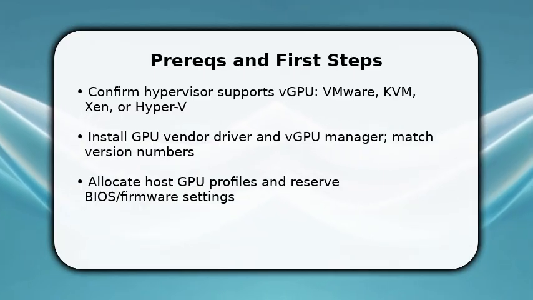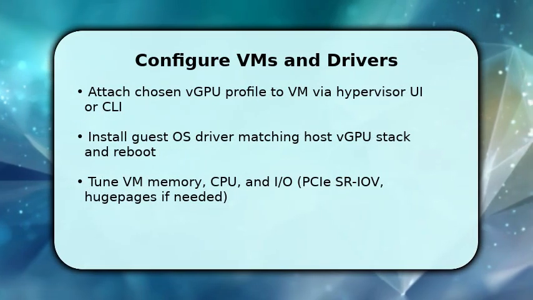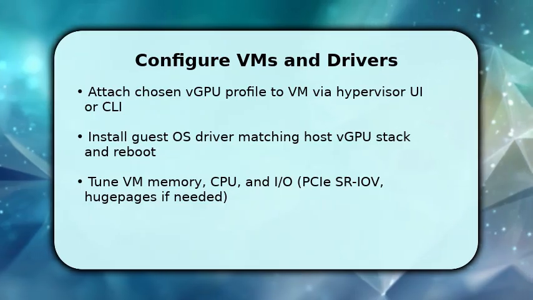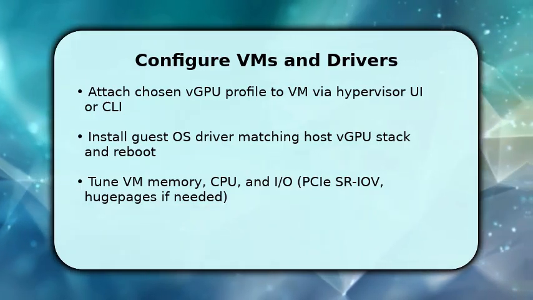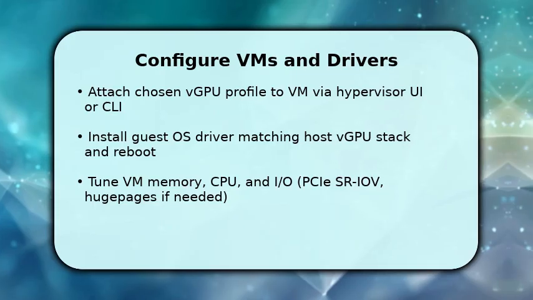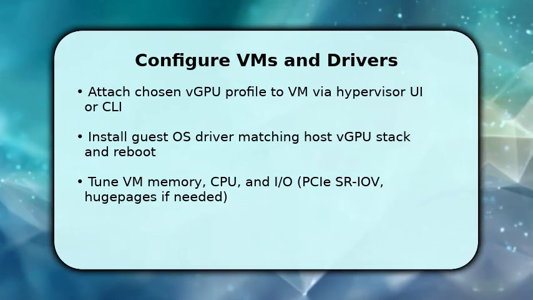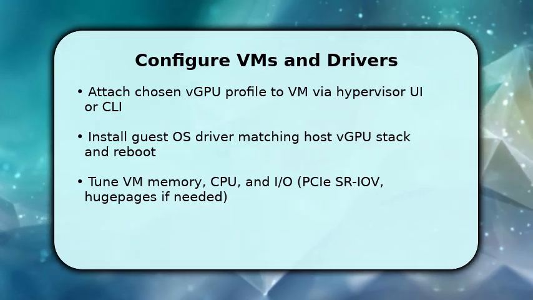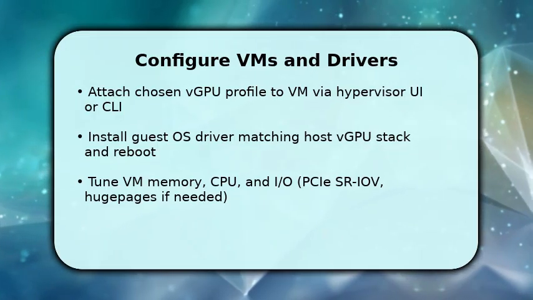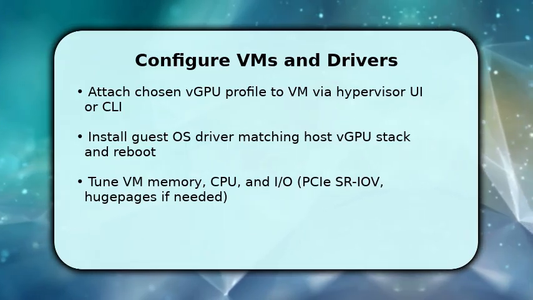You now attach a vGPU profile to a virtual machine through your hypervisor's interface or CLI, selecting the profile that matches the workload. Inside the guest, install the vendor's guest driver that corresponds to the host stack. Mismatches cause display or compute failures. Once installed, reboot the VM and confirm the GPU device is present.